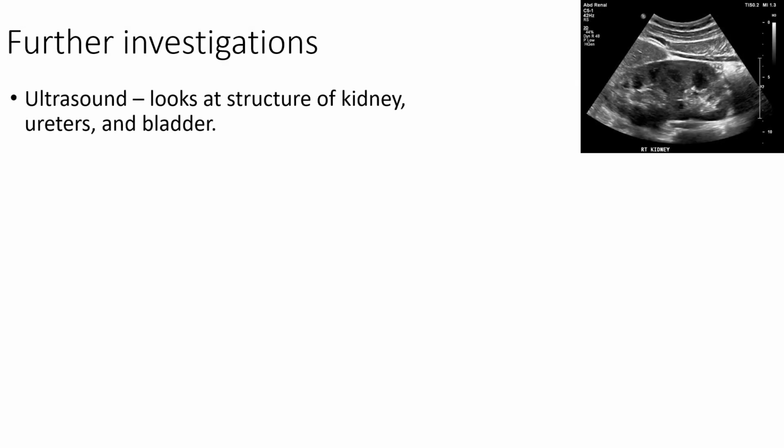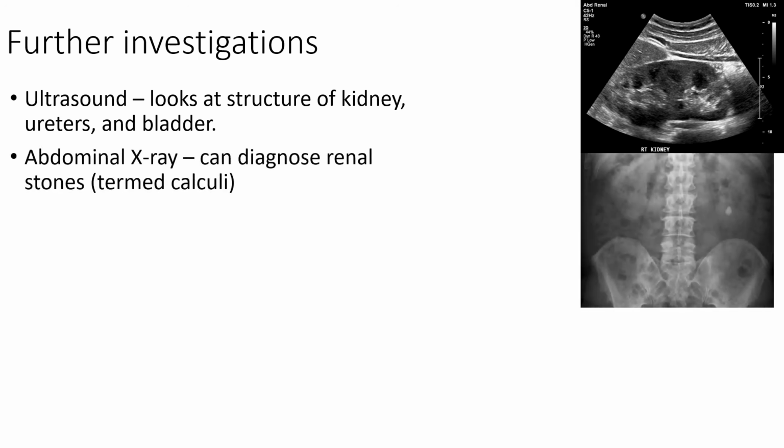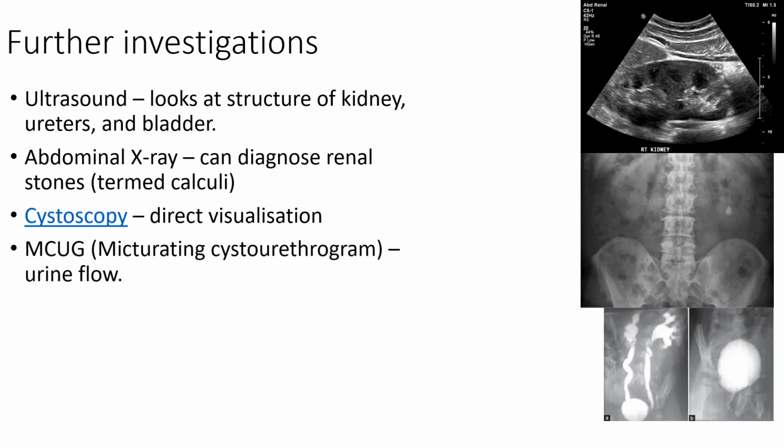So further investigations, you can have an ultrasound, which can look directly at the structure of the kidney, the ureters and the bladder, and there's an image of an ultrasound there. You can have an abdominal x-ray, can be used to diagnose renal stones, and I think I can see a renal stone on the right there, possibly. You can do a cystoscopy, which you mentioned on the previous slide, which is direct visualization of the bladder.